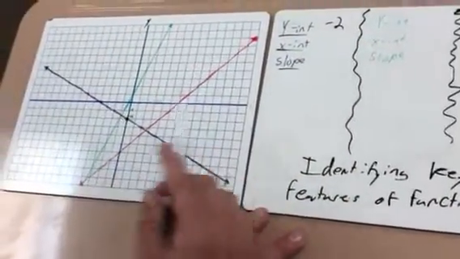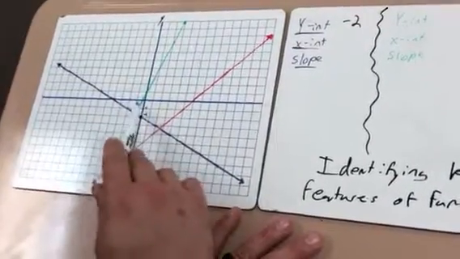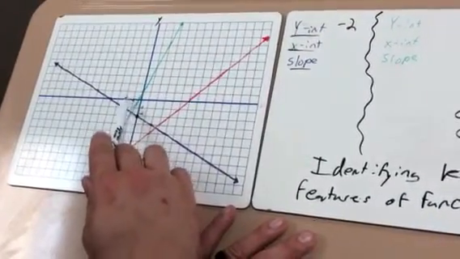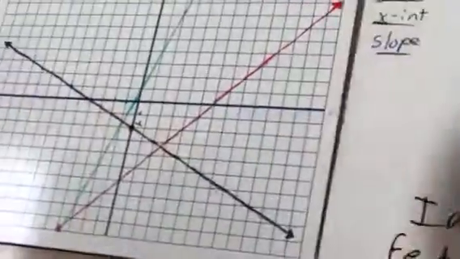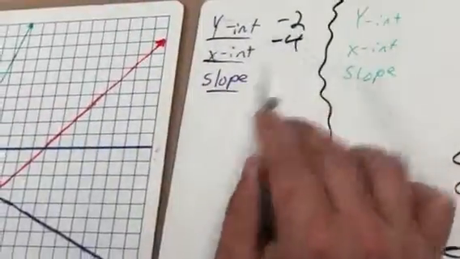The x-intercept of the purple line, where does it cross the x-axis? Well, it's to the left, 1, 2, 3, 4. So my x-intercept is going to be -4.